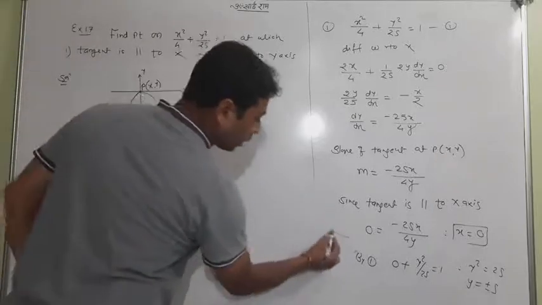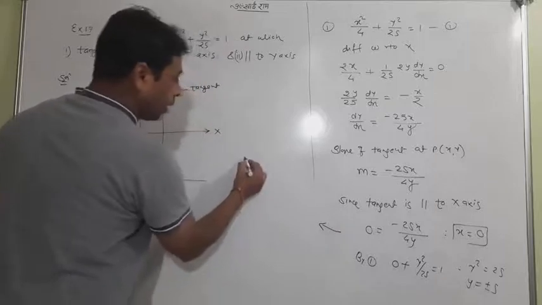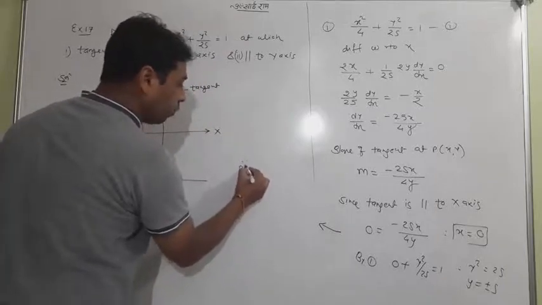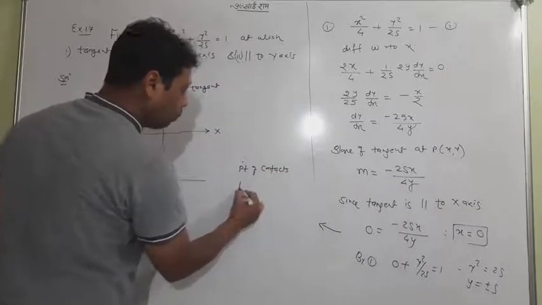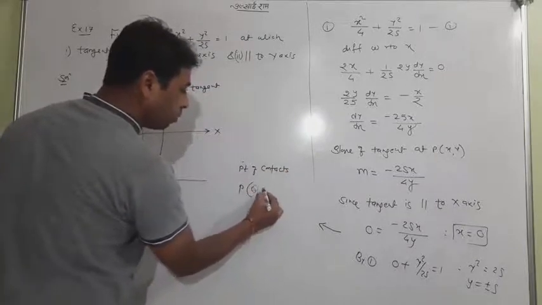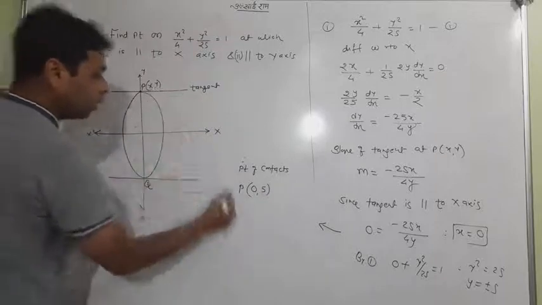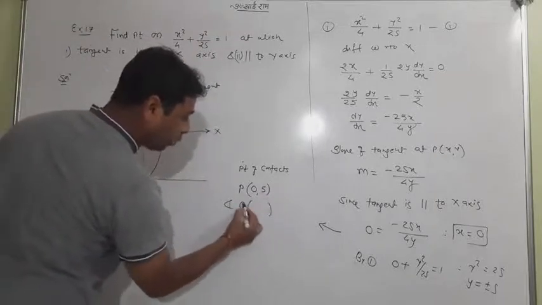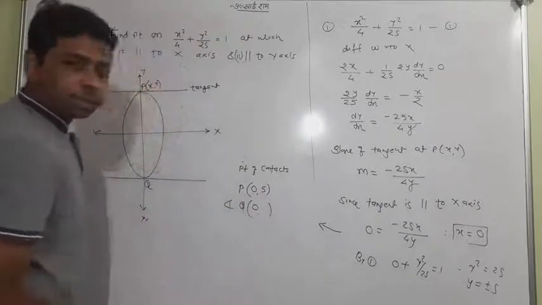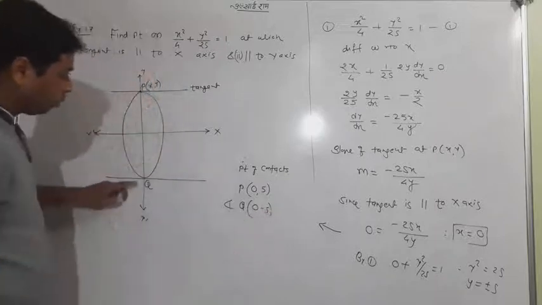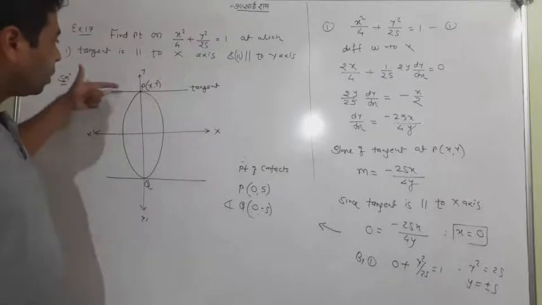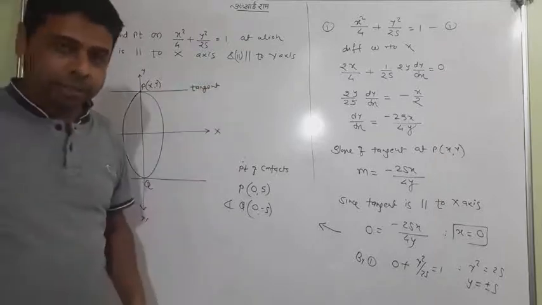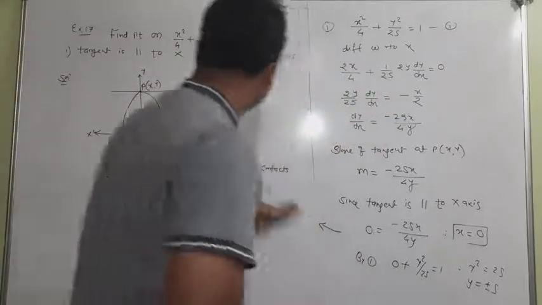So further, what I'll do? I'll say therefore the points of contact: we have P, which is x is equal to 0, y equal to 5. And if I say Q is the second point of contact, so x is equal to 0 and y equal to minus 5. There you got P and Q both. So this is the method when the tangents were parallel to the x-axis. Now what to do next?